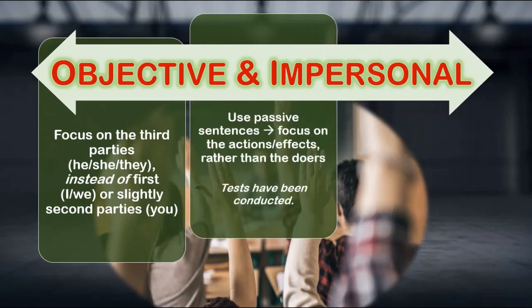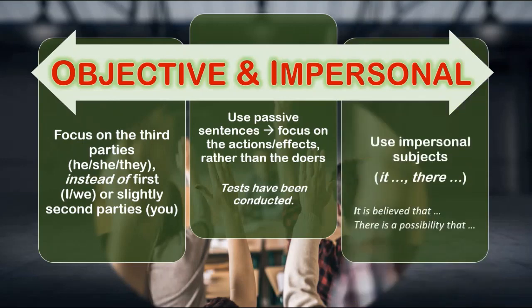Next, you have to use passive sentences, because the passive sentence focuses on the actions or the effects rather than the doers, rather than the subject who does the actions. For example, "The tests have been conducted." You are focusing on the object, the task. The subject is not that important. And then, to avoid using subject pronouns, you can use impersonal subjects like "it" or "there." It is believed that, it appears that, or there is a possibility that. Those are impersonal subjects.